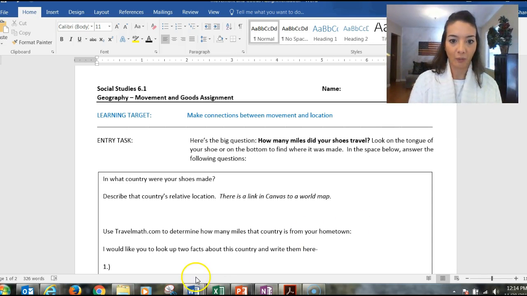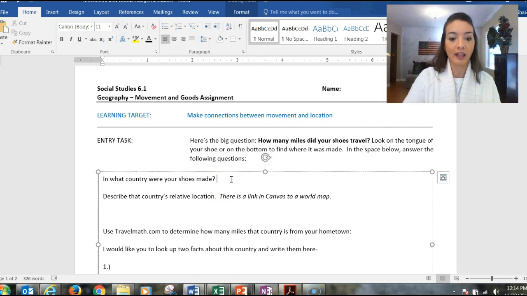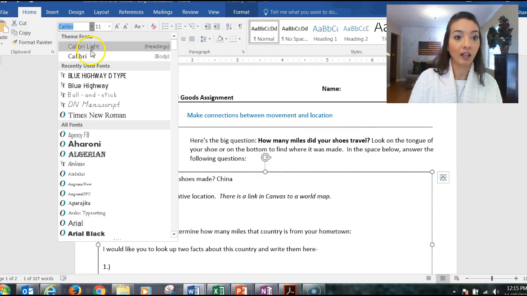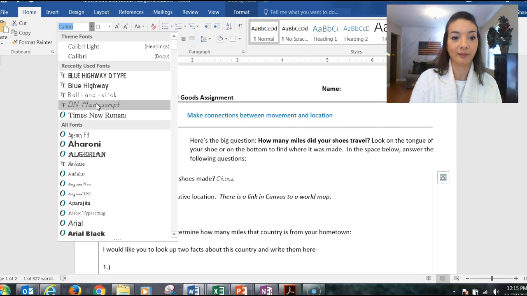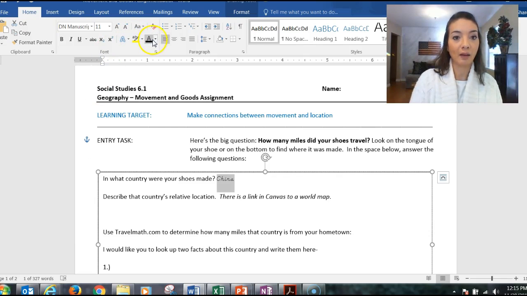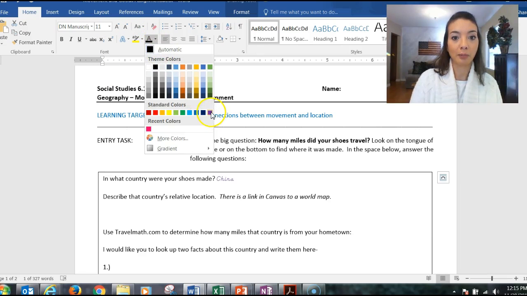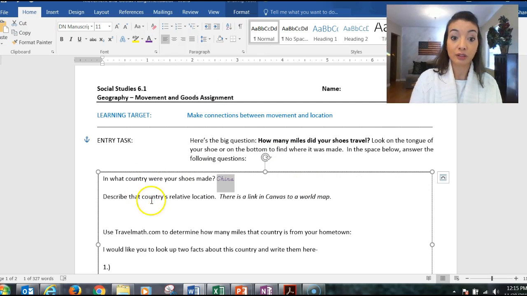Okay, so in what country were your shoes made? Now remember, when you write on an assignment, I appreciate it when you write in a different font or a different color, okay? So I'm going to type China here, and I'm going to highlight this and make it, I'll just use this one because it's up here, okay? And maybe I will make it about purple, okay? Now describe that country's relative location.